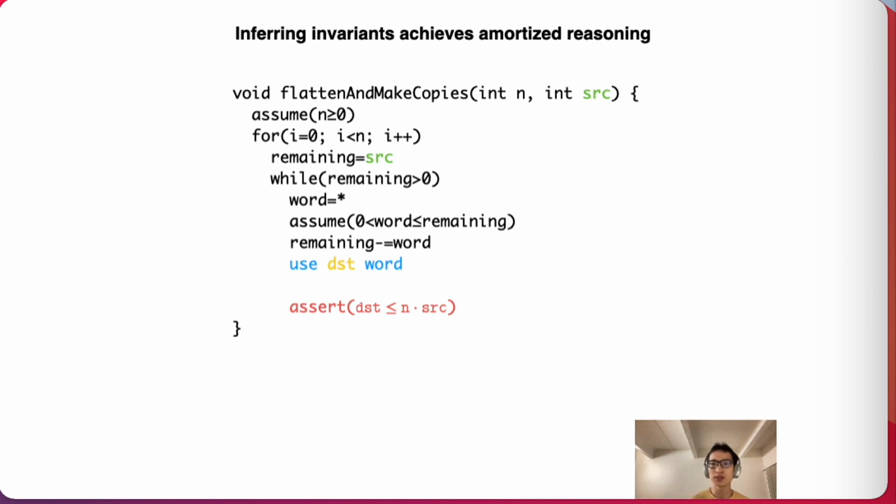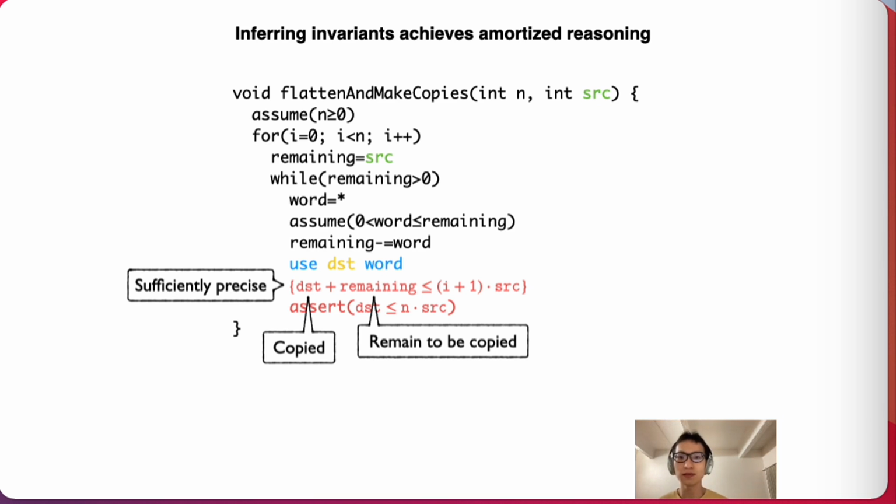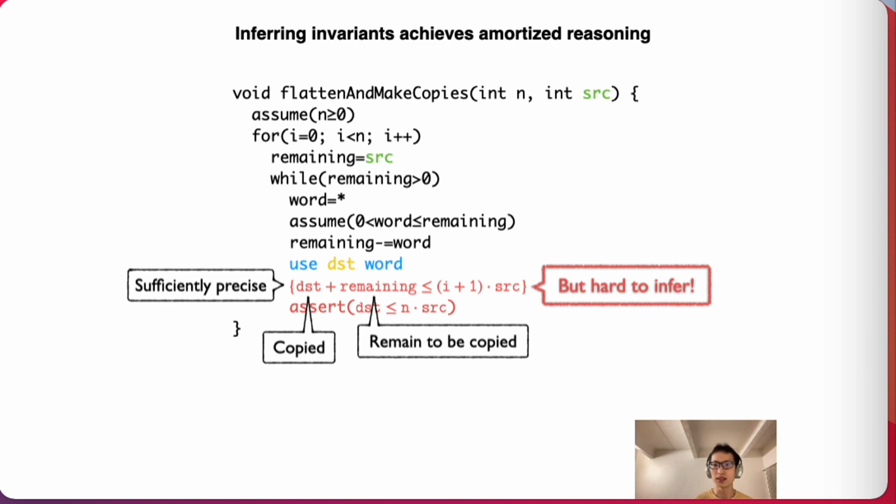We can get amortized reasoning by inferring inductive invariants for the program. In particular, this inductive invariant, right before the assertion, is sufficiently precise for verifying our bound assertion. It says the sum between what has been copied, which is dest, and what remains to be copied in the current iteration, which is remaining, is no greater than i plus 1 copies of list source. However, this inductive invariant is hard to infer because it involves an arbitrary polynomial among program variables. It is generally non-trivial to infer such invariants, and thus it's brittle to automate.